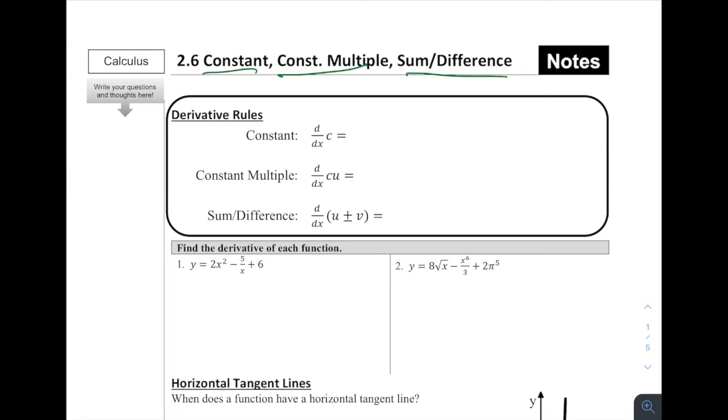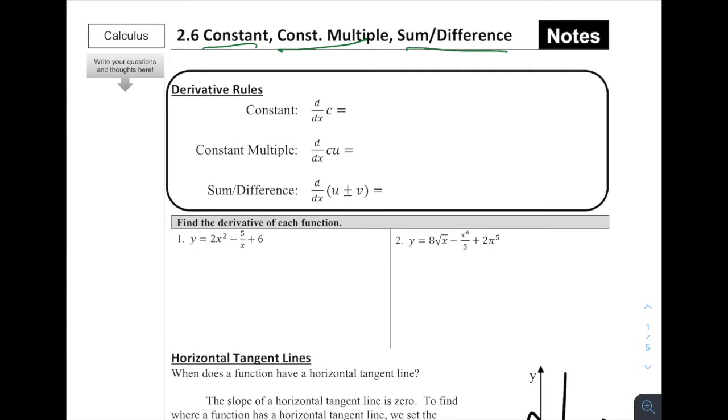Today's notes are going to be a grab bag of different skills. We've got a bunch of different topics that we're going to go through, but they're all related and unlocked by these derivative rules, which we're about to learn about. All right, let's start with this first one. Derivative rules that are super important.